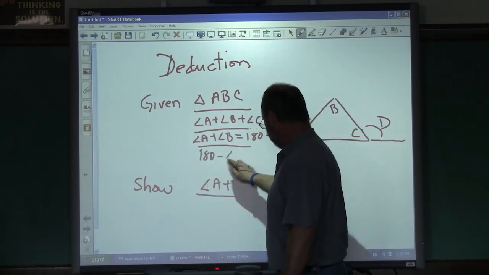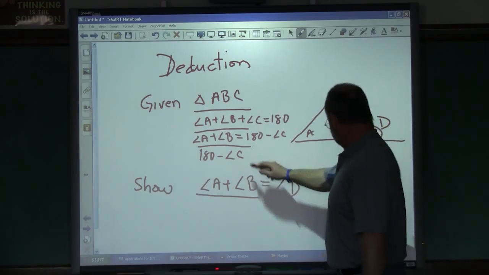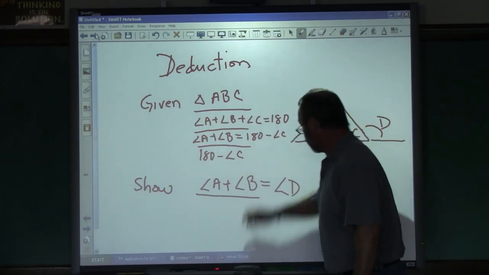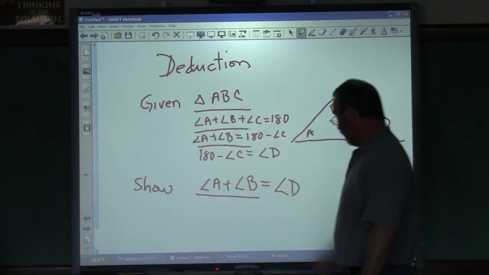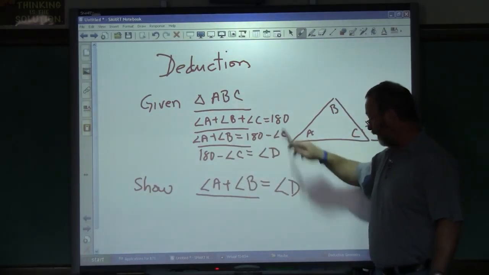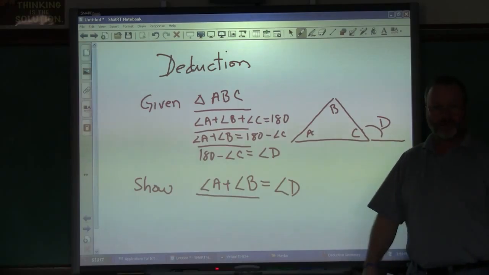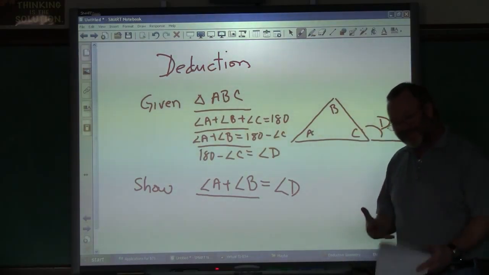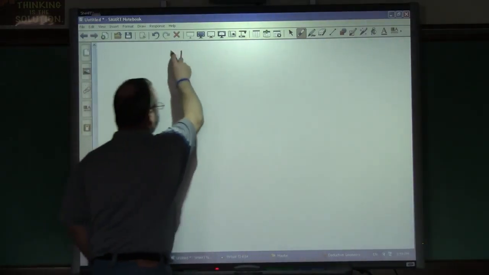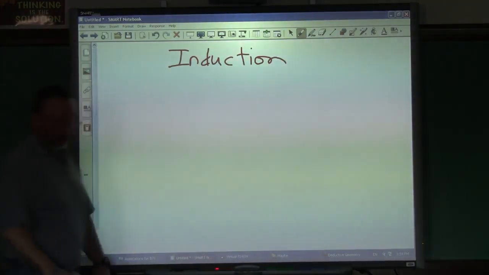Then you could say that 180 minus angle C is equal to angle D. And now that I have 180 minus angle C equals this, and 180 minus angle C equals that, I can then set the two things equal, and I've shown that it's true. And that's a proof by deduction. But today, we're looking at proof by induction. So how does that proof work?